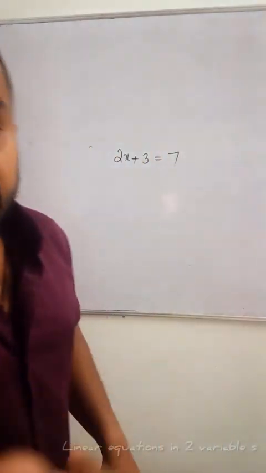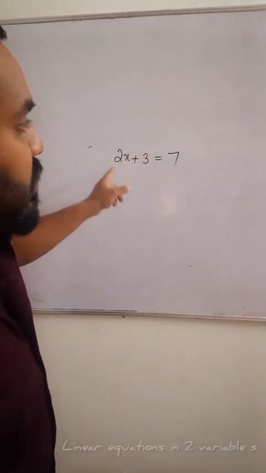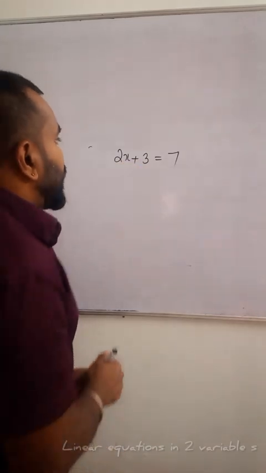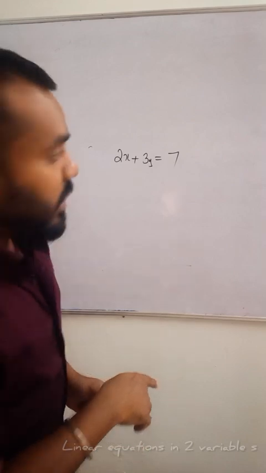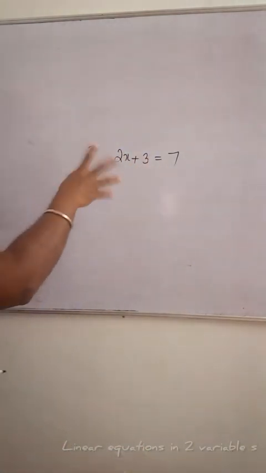Is it an equation? Yes, it's an equation because it consists of an equality sign. Is it in one variable? Obviously it is in one variable because there exists only one variable, that is x. Suppose if there is y also, you cannot treat it as a linear equation in one variable. It is in two variables. Since there is only one variable x, it is an equation in one variable.